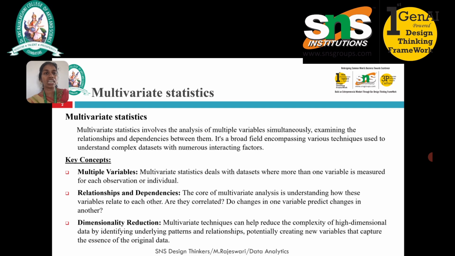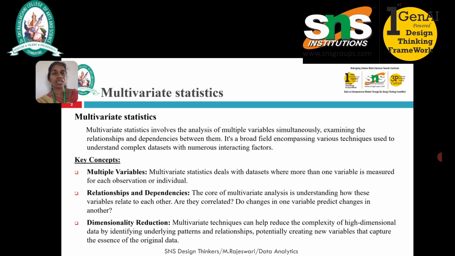Multivariate statistics deals with data where more than one variable is measured for each observation or individual. In relationship and dependence, which are the core of multivariate analysis, we understand how these variables relate to one another. The relationship is found between two or more variables. Based on that relationship, we give suggestions for any problem, and based on that we take decisions according to that problem.